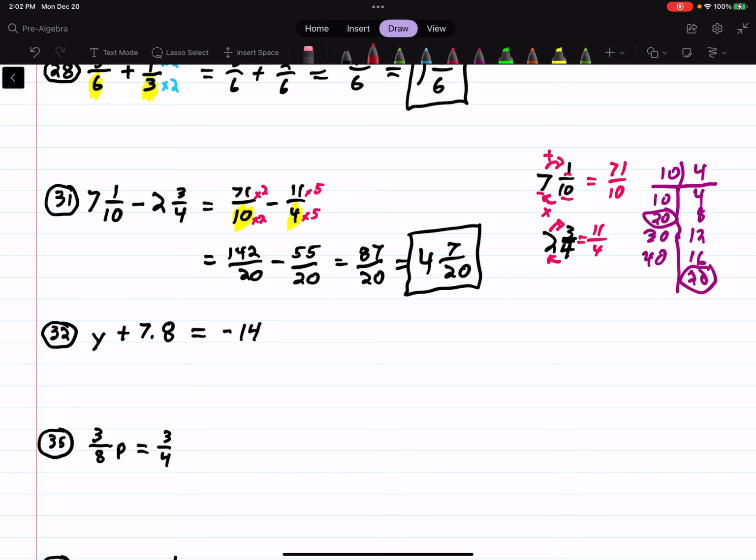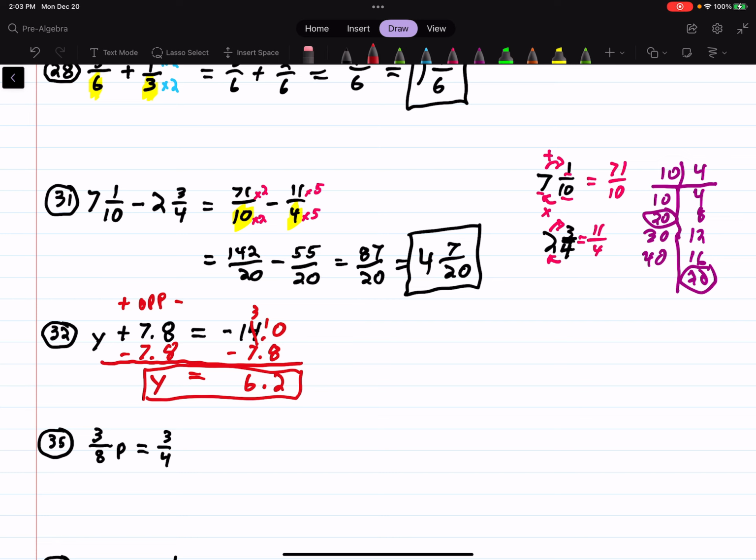Now on 32, once again we have an equation we have to solve, and we notice that we have addition. So the opposite of addition is subtraction, so we need to subtract 7.8 from both sides. And when we do that, we're left with just y on this side. We have to line the decimal places up, borrow a number, 2, that makes that 3, 13 minus 7 is 6, and there is our final answer for number 32.